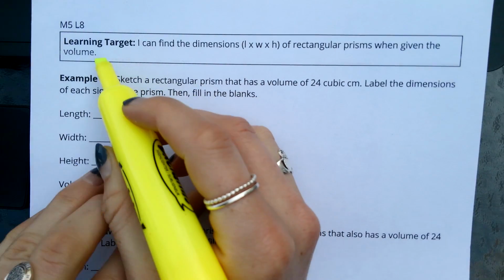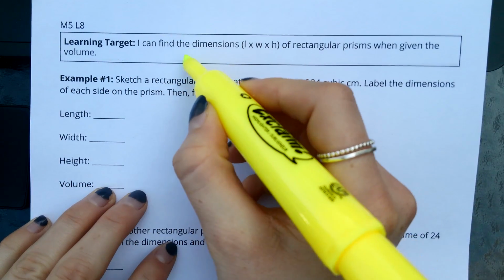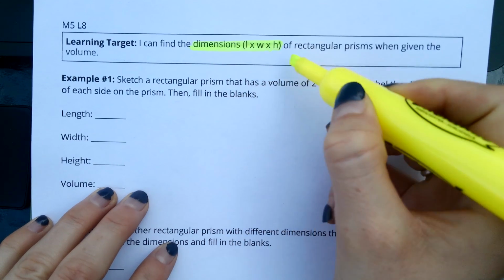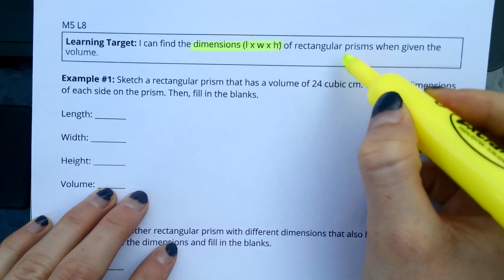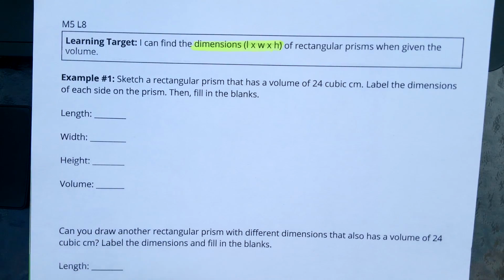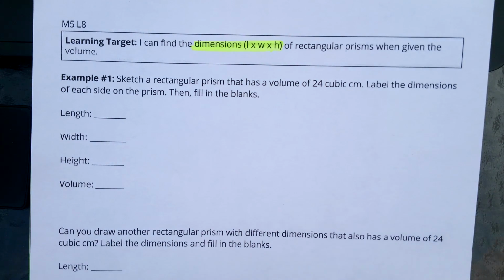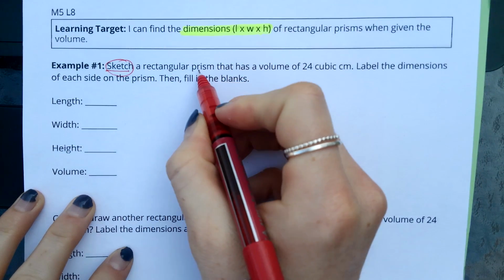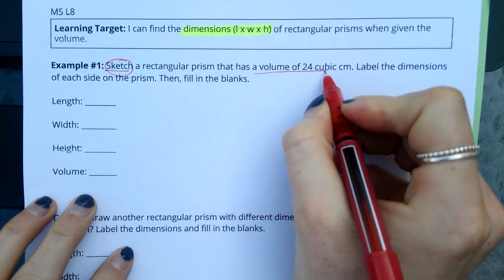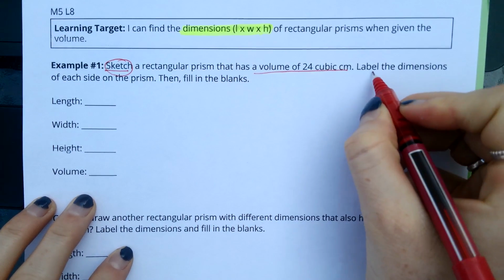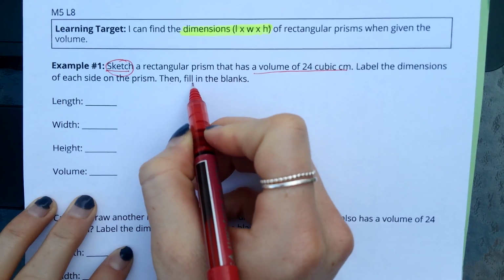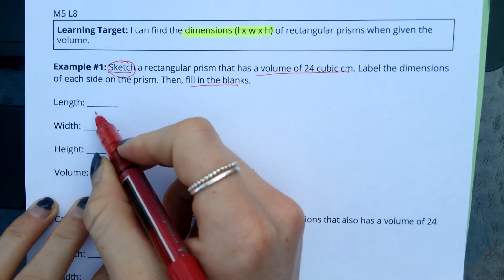So our learning target for today is I can find the dimensions, and remember that dimensions are just length times width times height, of a rectangular prism when given the volume. So let's go down to example 1. It says sketch, which just means to draw, a rectangular prism that has a volume of 24 cubic centimeters. Label the dimensions of each side on the prism. Then fill in the blanks right here.